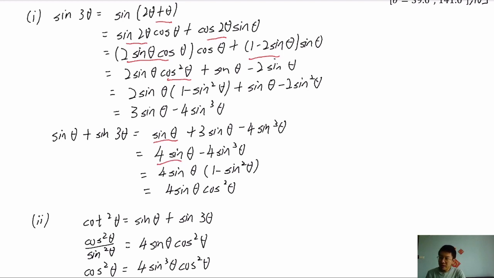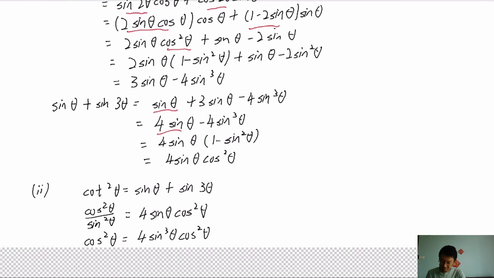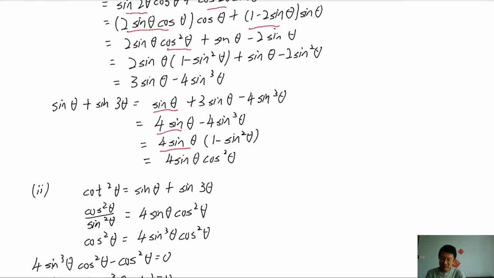From there, we factorize out the 4 sine theta. Then again, we will have 1 minus sine squared theta, and 1 minus sine squared theta can be written as cos squared theta. So this is why we can get that result straight away.